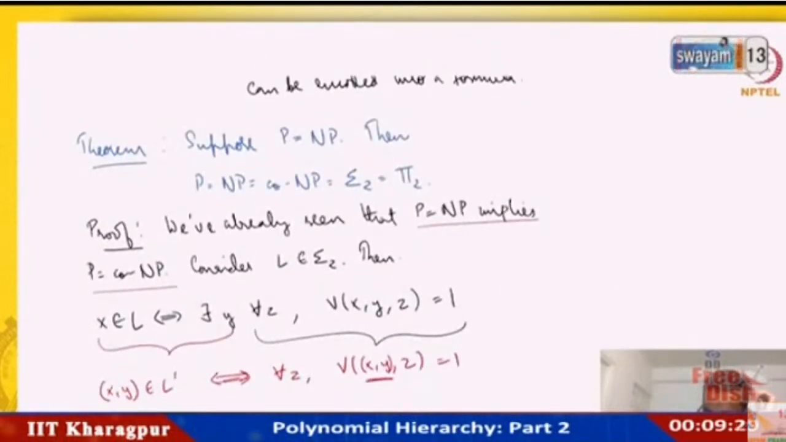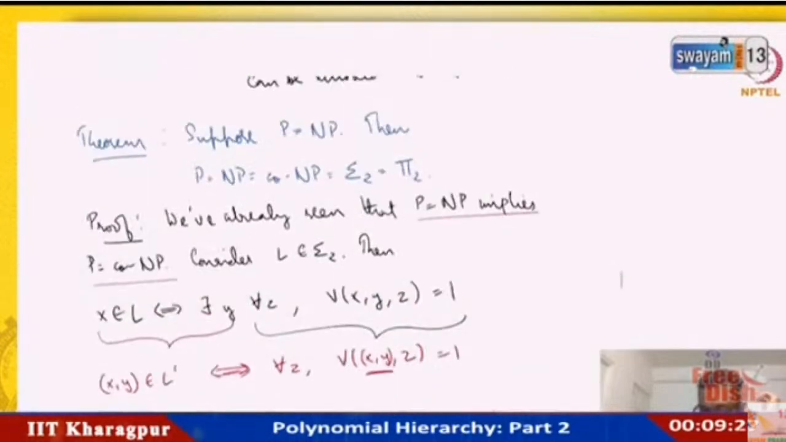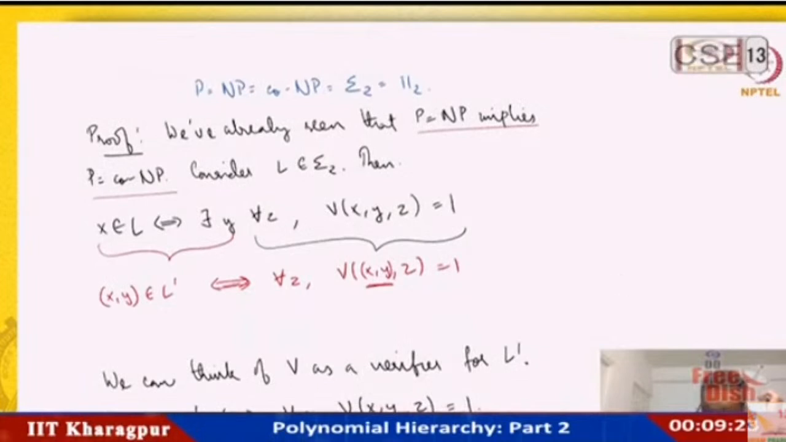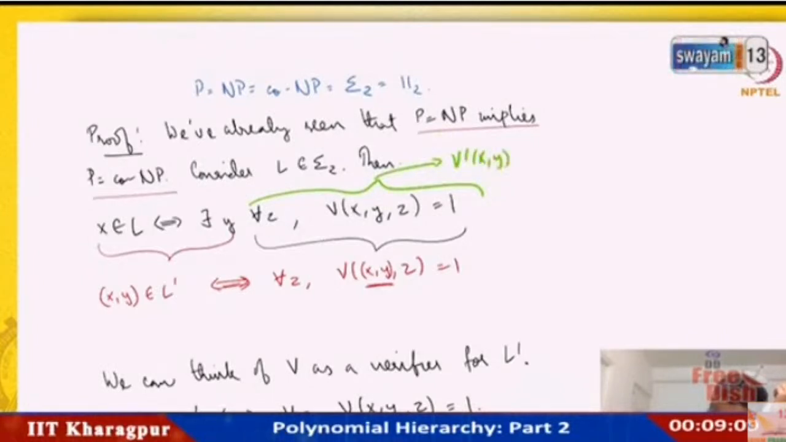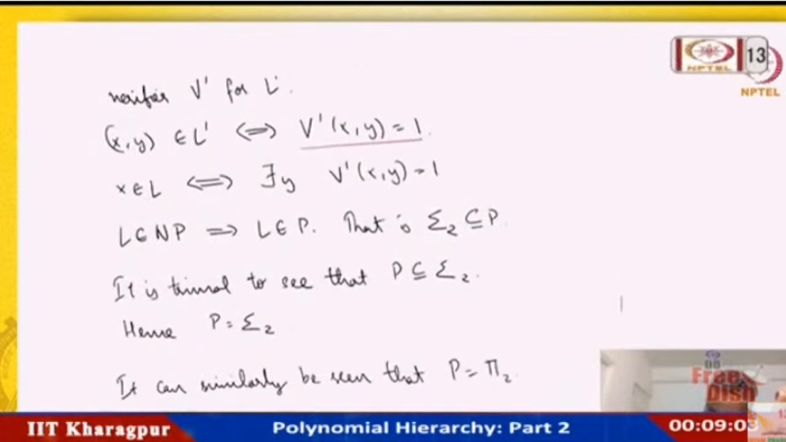So the thing is that this role of z is gone because xy is in L prime just has a deterministic verifier, right? So I don't need this z now, so I can just replace it with, maybe I'll use another color here. I'll just replace it with V prime xy equal to 1. So all that we have is there exists y such that V prime xy equal to 1, right? Which is what I've written here.